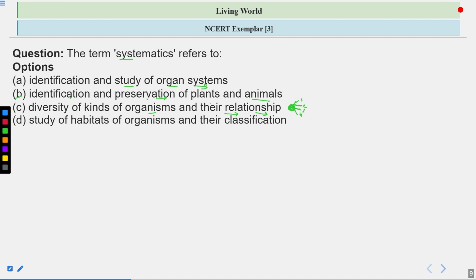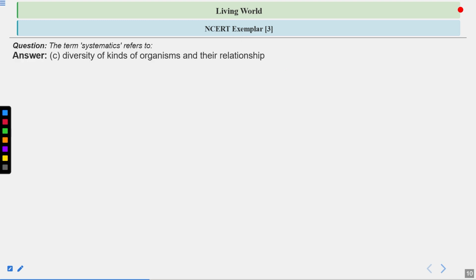Then option D is study of habitats of organisms and their classification. Habitat of organisms: which area they are living in, what environment they are living in, and their classification. So the term systematics refers to what? What will be the answer for this question? Let's have a look at the answer here. Answer is option C, diversity of kinds of organisms and their relationship.